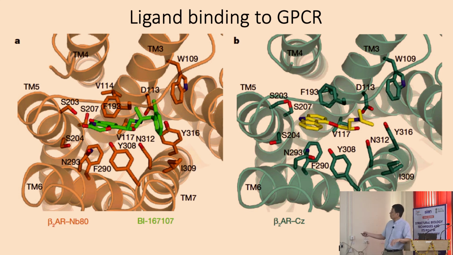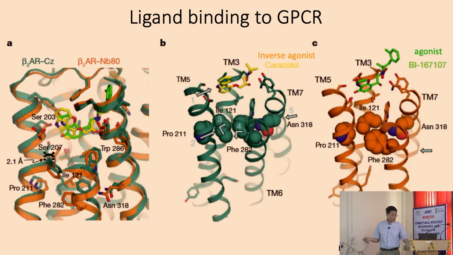So overall, by looking at them side by side, you say, oh, they're very similar. But if you overlay them, focus on this one and this one. This is bound to an inverse agonist. This is bound to an agonist. You can see the isoleucine 121 and the isoleucine 121 sit very differently. And this phenylalanine and this phenylalanine, same residue, phenylalanine 282, sit very differently. So you could say small differences, but they are certainly differences.